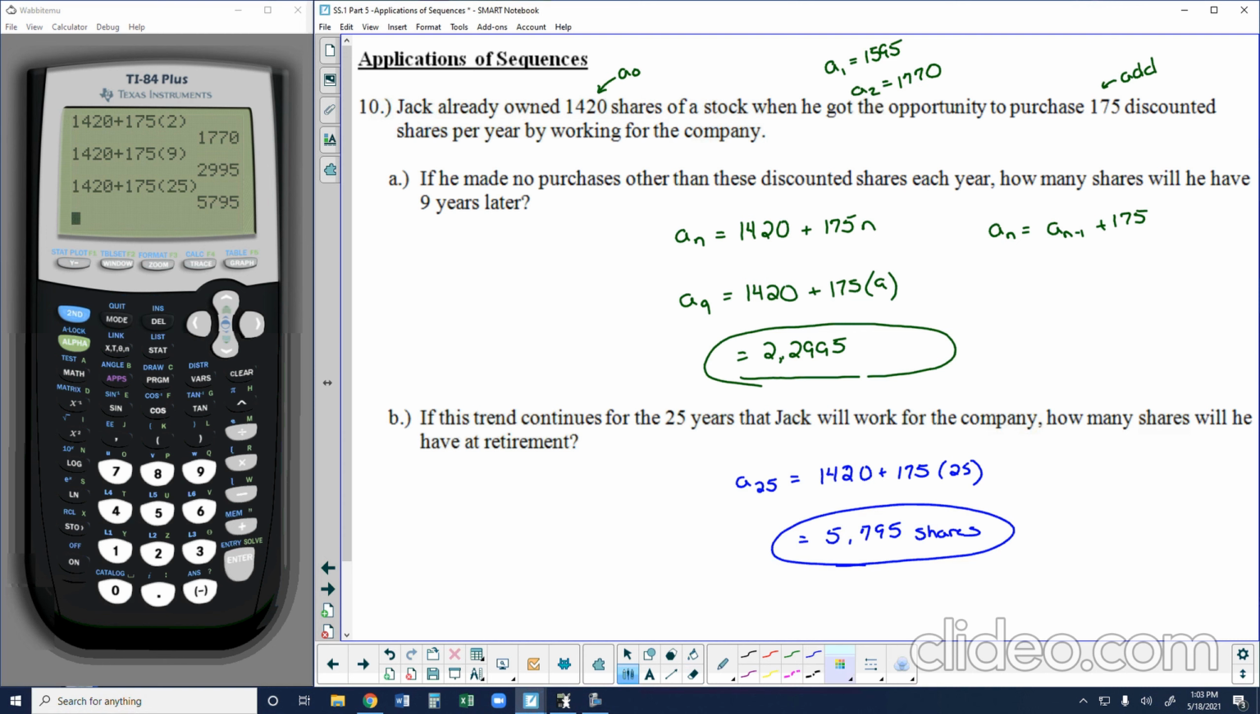So here we see a couple examples, or an example of how we can use a sequence to model a situation and to use either the recursive or, in this case, easier to use the explicit formula to answer a question.